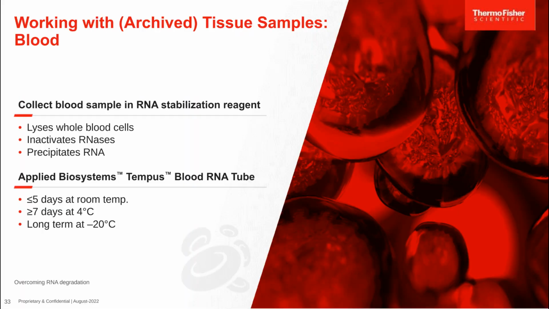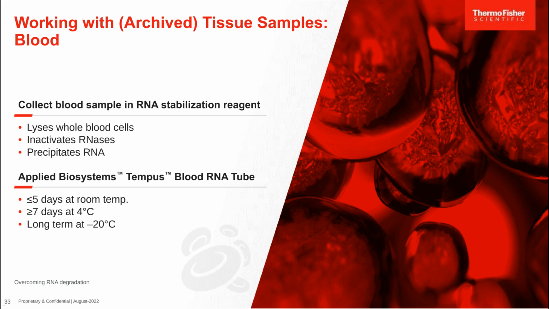One way to overcome blood RNA degradation is to collect the samples using RNA stabilization reagents. These reagents can lyse blood cells while inactivating RNases that are present during precipitation of the RNA, all of which are important steps to prevent degradation. One such type of reagent is the Applied Biosystems Tempus Blood RNA tube.